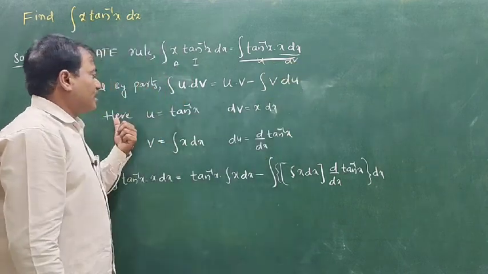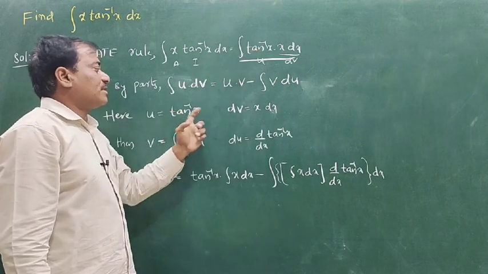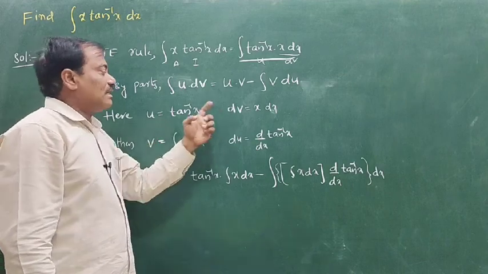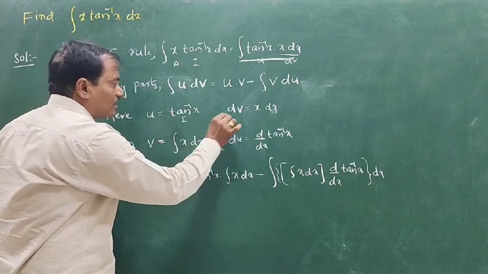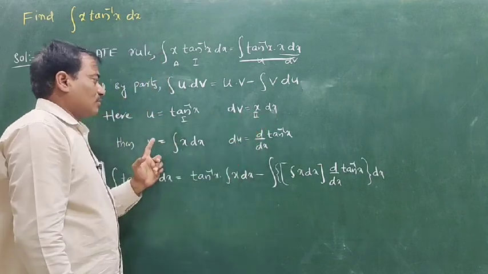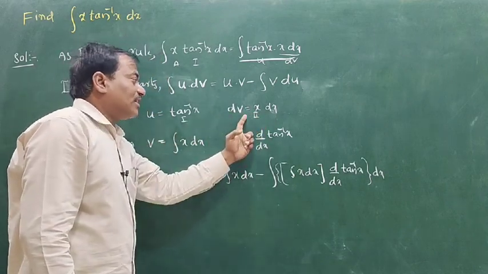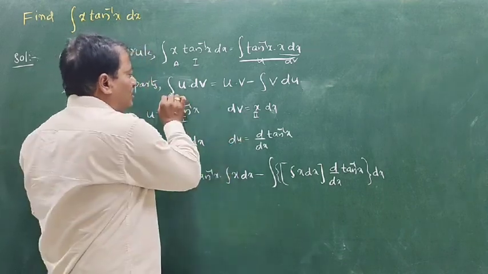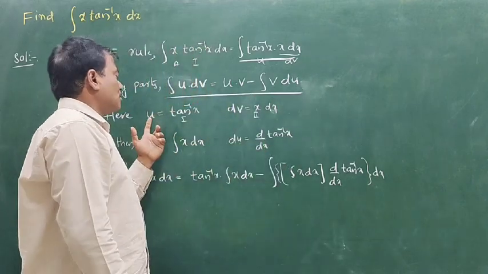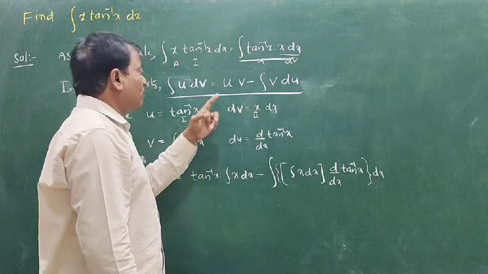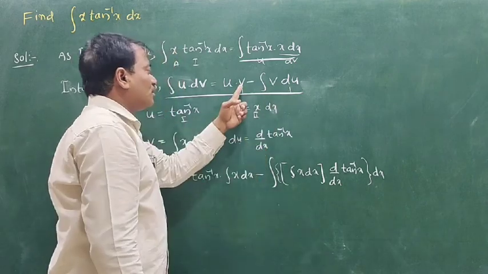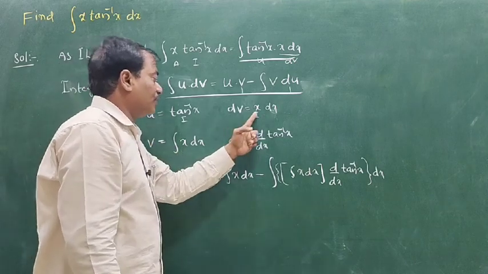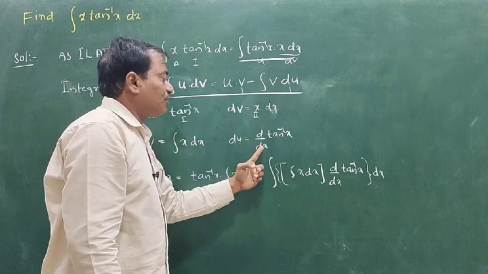So what is u here? Here u equals tan inverse of x and dv equals x into dx. And what is v? This is the first function and this is the second function. So v means the integration of the second function, the integral of x dx. For du, we have already assumed u and dv, and we have to find the remaining values by this procedure: v equals the integral of the second function, and du is the differentiation of the first function.